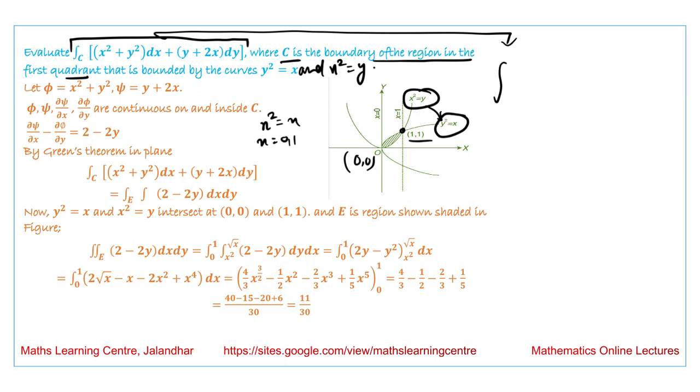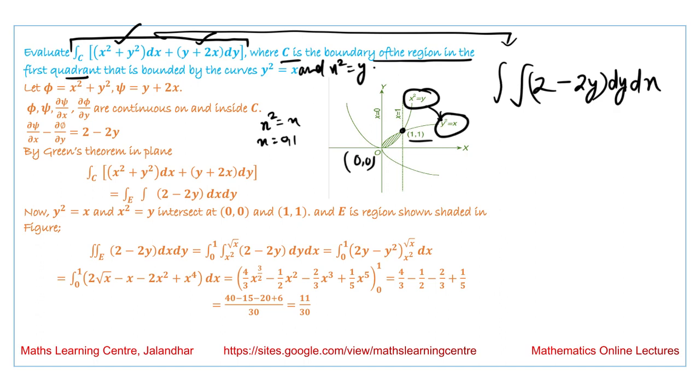So this integral becomes a double integral. The partial derivative of this term with respect to x is 2. The partial derivative of this term with respect to y is minus 2y, and the minus sign is there. So we are getting minus 2y, then dy dx.